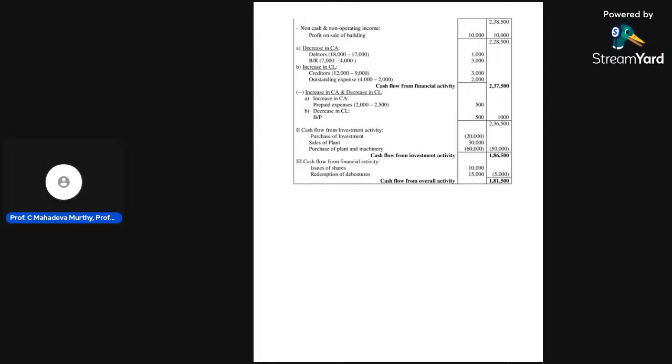This is the overall cash flow from operating, investment and financing activity. This is about the way of solving the cash flow statement. This type of problem they may ask in the examination. These are among the most important techniques used in any company or organization. Next I will move on to marginal costing.